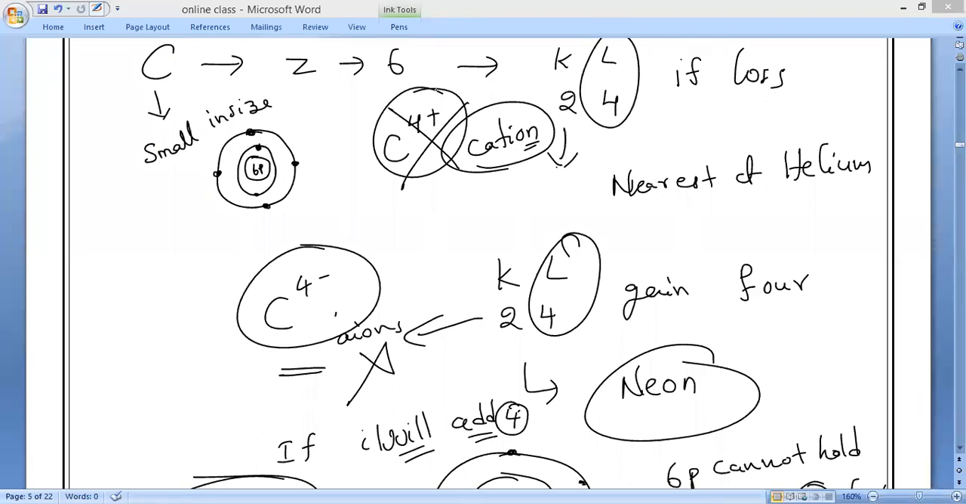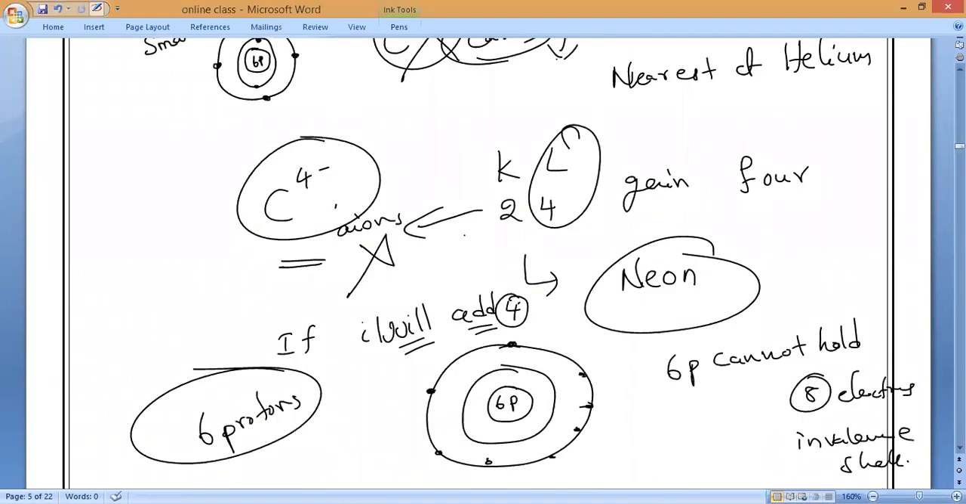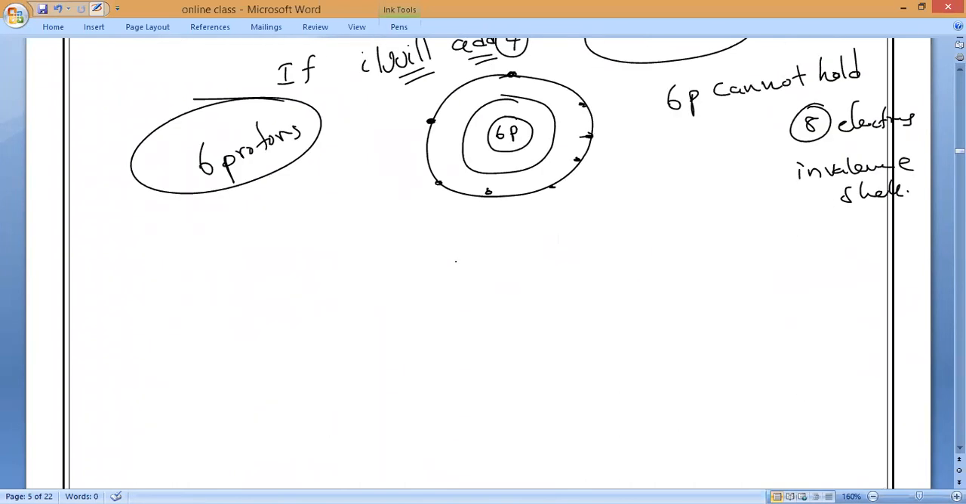Hope all are clear. Please respond. Only ionic compounds have high melting and boiling points because they can form ions. Covalent compounds cannot form ions. That is why they have low melting and boiling points. So hope everybody is understanding. Clear, guys?